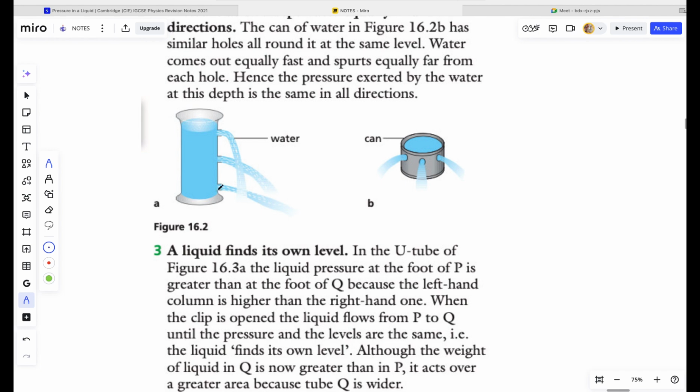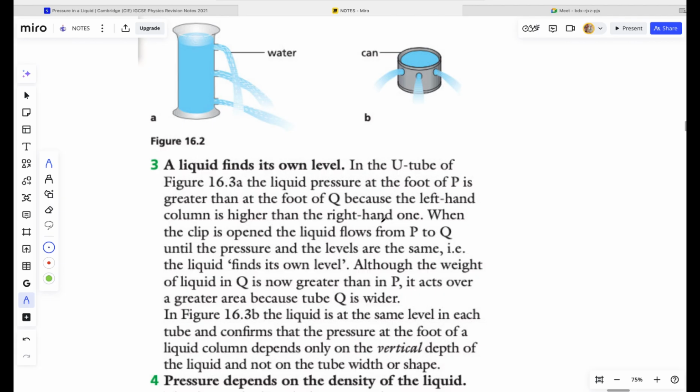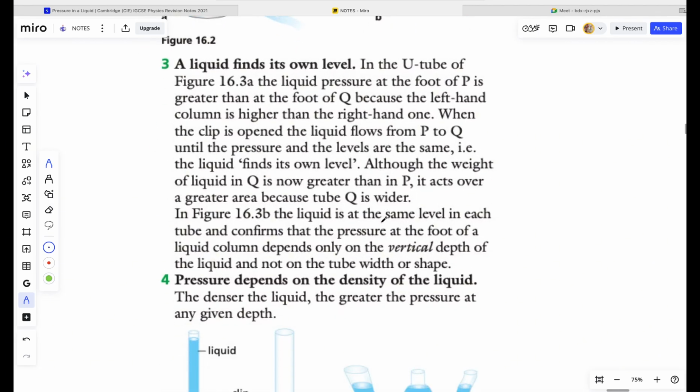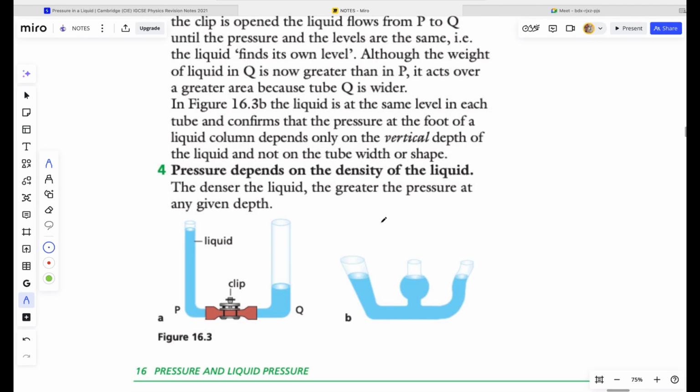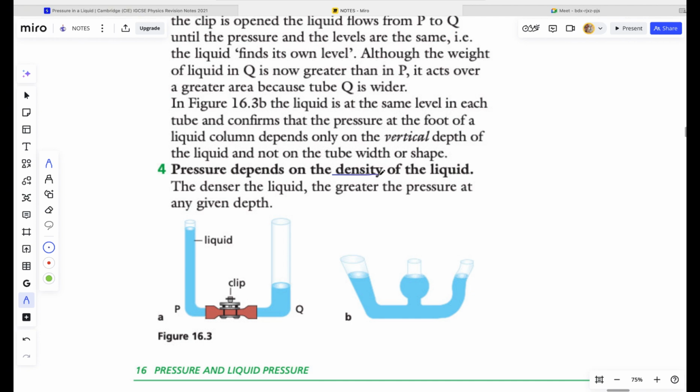And then we say the pressure here is greater. There's greater force pushing water out from here at the bottom than from the top. Okay, in case you see this in multiple choice, the pressure here is bigger than the pressure here. Here is low pressure, here is high pressure. Then we say a liquid finds its own level. We also say pressure depends on the density of the liquid. The bigger the density of the liquid, the bigger the pressure that is exerted.